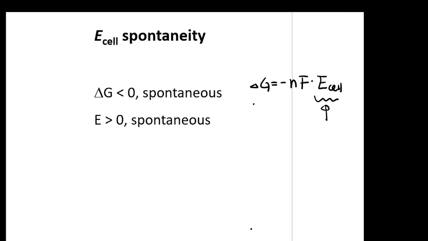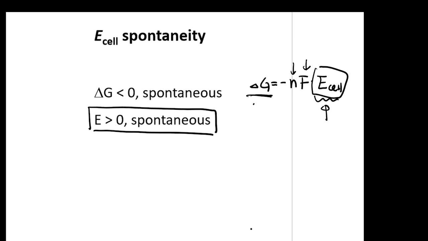Because this is a constant, right? And the number of electrons is always a positive number. Therefore, we know only when your E cell is positive, you are going to get a negative delta G. Therefore, the reaction will become spontaneous. In other words, if you see a chemical cell where its E cell is positive, then you know it has to be a spontaneous reaction. Therefore, you know it has to be a galvanic cell.